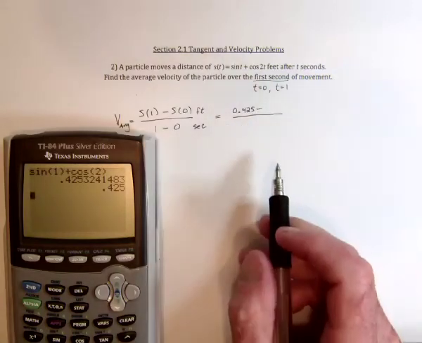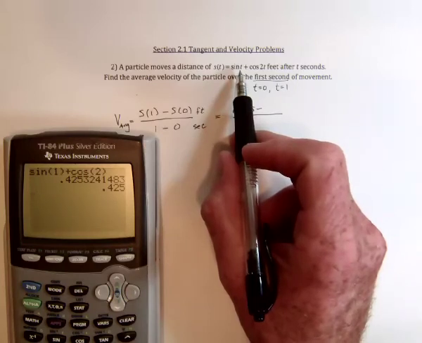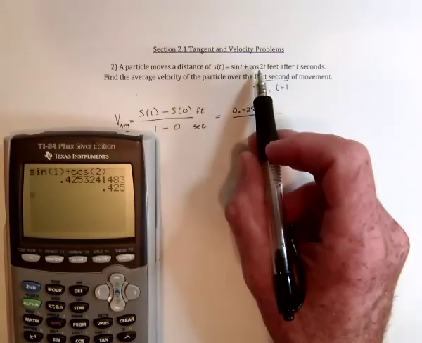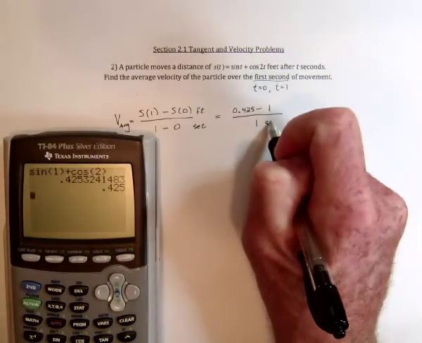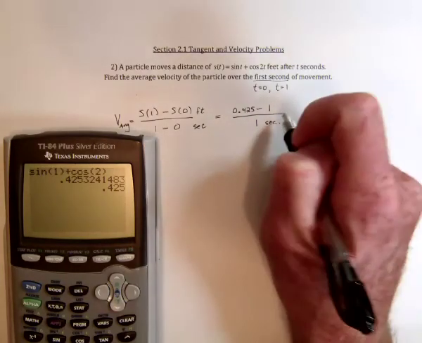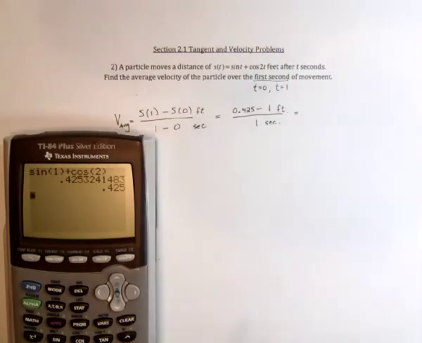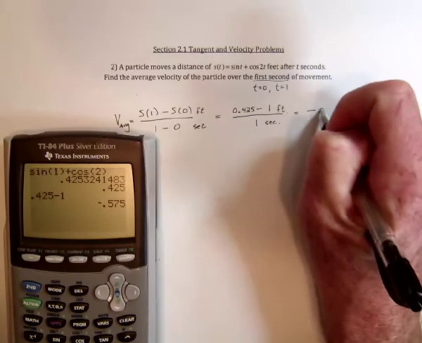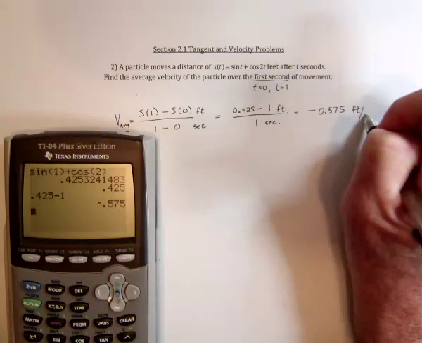And then substitute a 0. Well, that means that it's sine of 0, which is 0, and cosine of 0, which is 1. So if you combine those, it becomes a 1. And the bottom is 1 minus 0, of course. So this is still in feet per second. And then finally we've got the numerator is 0.425 subtract 1. So it's negative 0.575 feet per second.